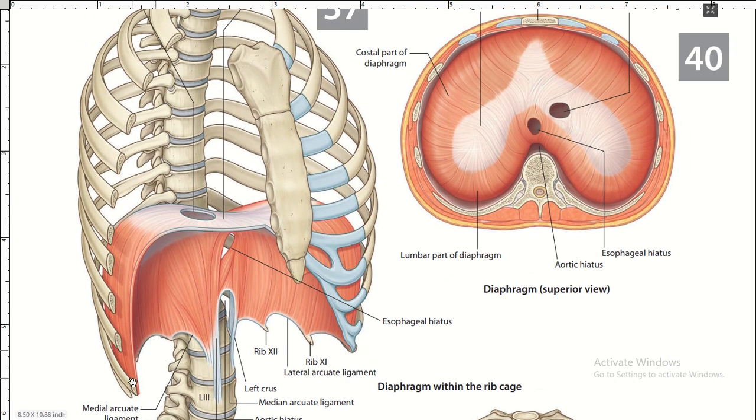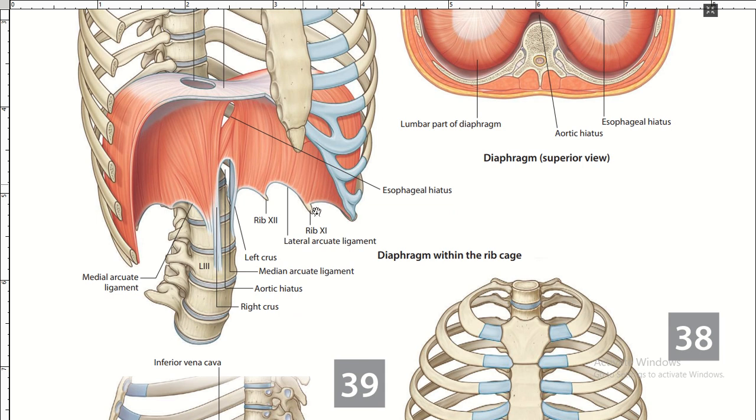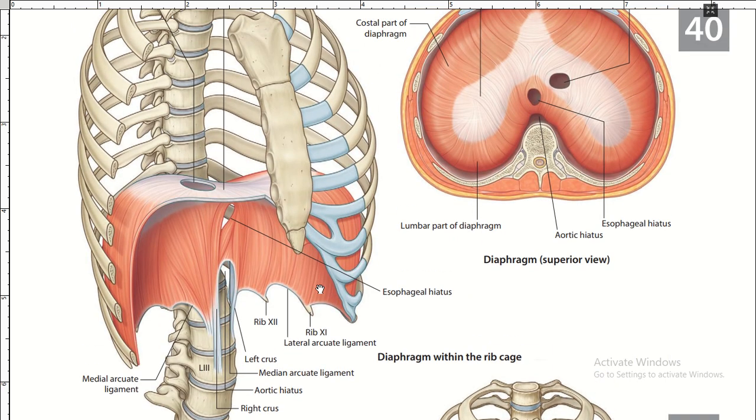So as you can see, it is a dome-shaped muscle, and it acts as two compartments. So you have a left hemidiaphragm and a right hemidiaphragm. Since it is dome shaped, you're going to find that it is convex towards the thorax and concave towards the abdomen. Right.